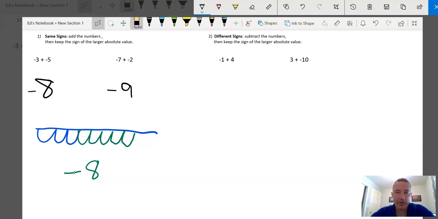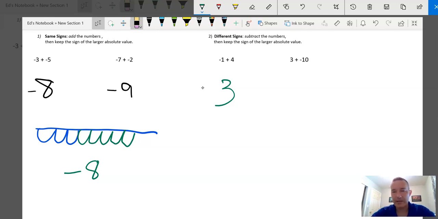-1 plus 4. It says subtract the numbers. So in your head, what's 4 minus 1? 4 minus 1 is 3. And now, which one is the larger absolute value? Which one is further from 0, -1 or +4? Well, +4 is further from 0. So we're going to keep that positive here. And I don't need to put a positive sign. Any number is considered positive when there's no negative there. It's just automatically considered positive.